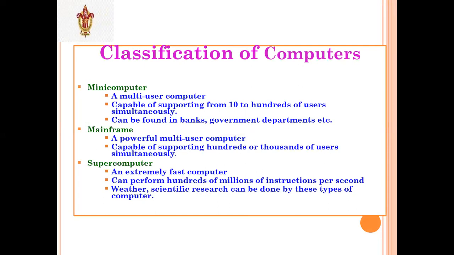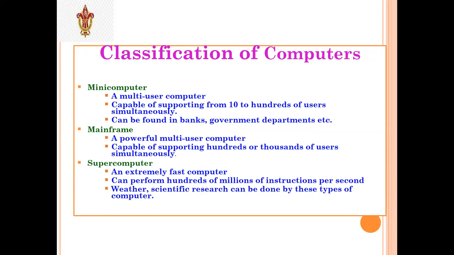Then, after workstation, the third classification of computer is your mini computer, where the number of users in mini computers is less. Basically 10 to 100 users can be capable of using such computers. It is generally used in banks, government departments, etc. The mainframe computers are very powerful computers. Its processing speed is very high and n number of users can access the mainframe computers.